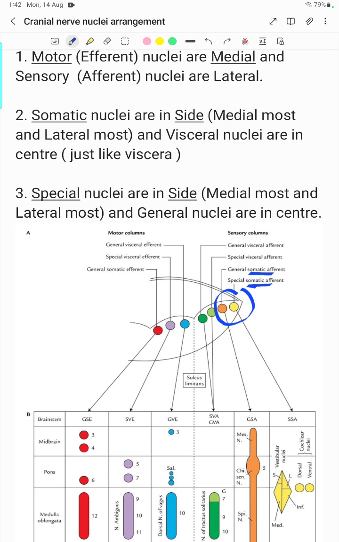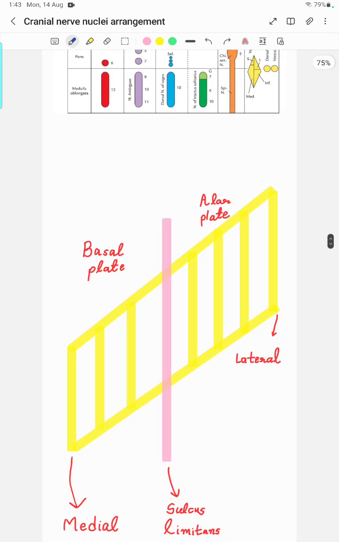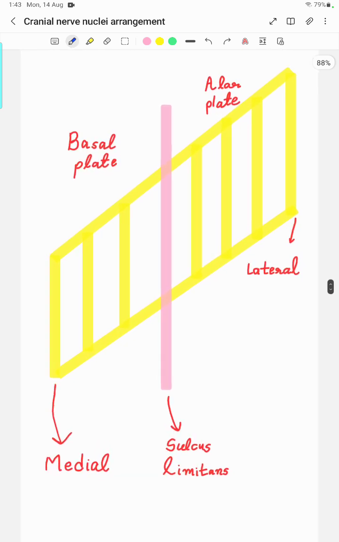Then another thing I said was special are inside and general are in center. So among these, see, both are somatic, but which will lie towards sulcus limitans and which will lie away from sulcus limitans? So special will lie inside, which means away from sulcus limitans. See, this is inside, away from sulcus limitans, and this is general, so this is towards sulcus limitans. Just remember these three things, and I'll write whole brainstem columns for you easily. Let's write it together.